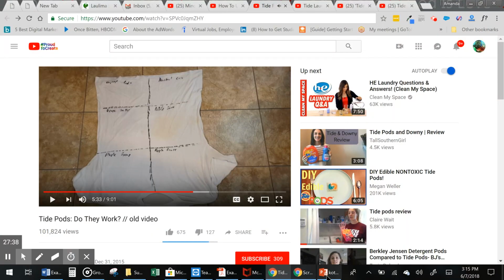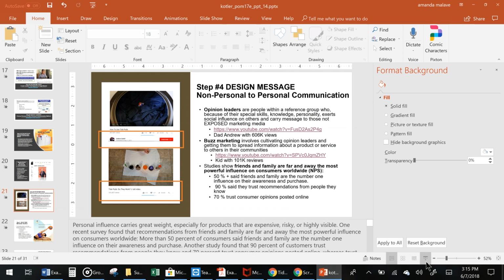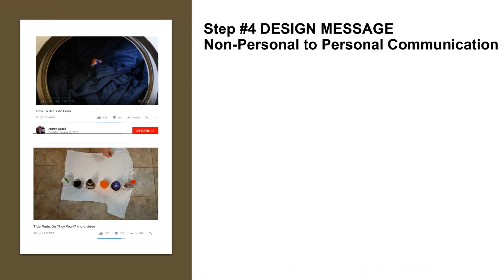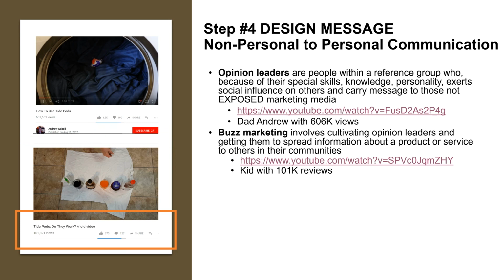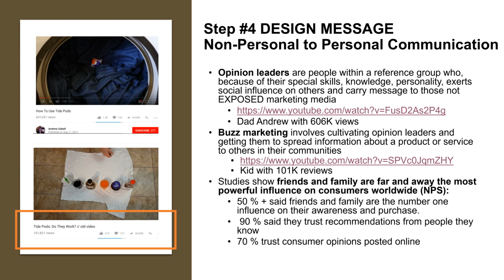Okay, so this kid got 101,000 views because he ends up being a non-paid person who then becomes a buzz marketer. So why do we care about these things so much? It's because studies show that friends and family, whether we consider them friends and family, or even somebody that we don't necessarily know, but that we trust, are influencers upon us.